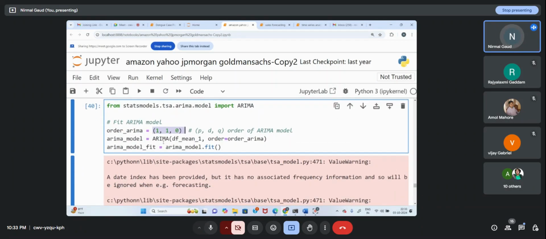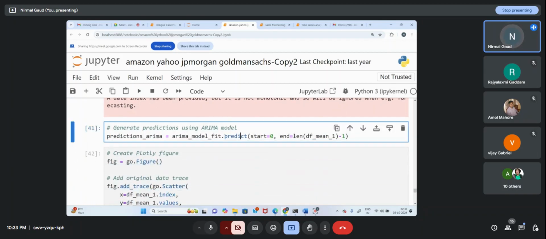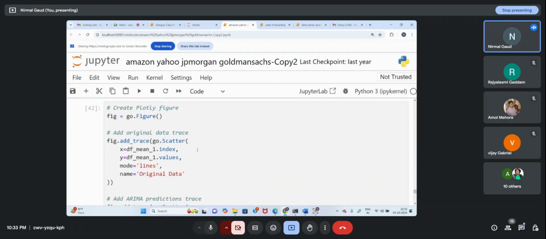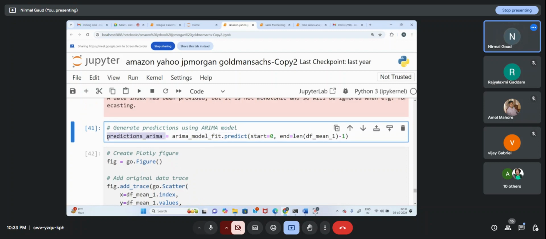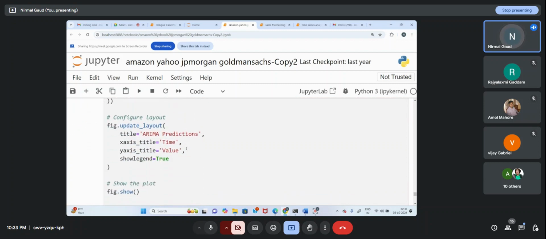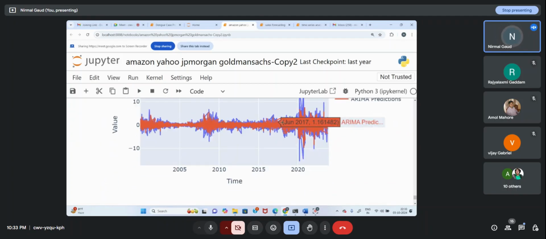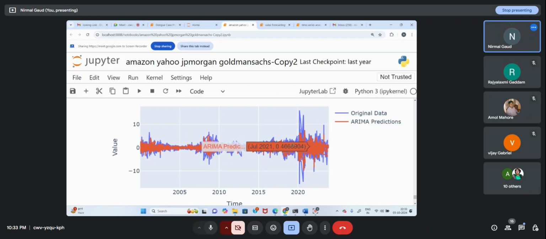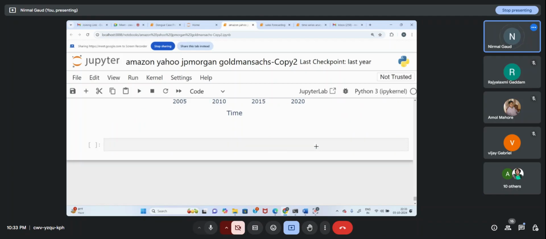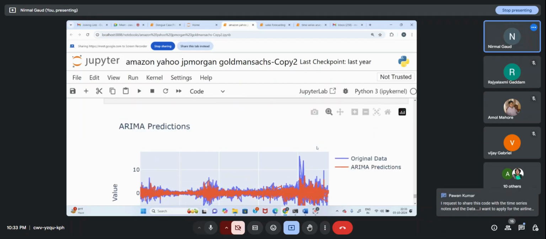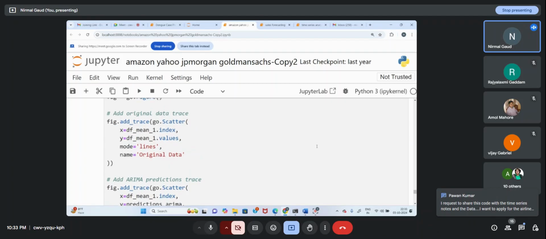I trained my model with ARIMA and asked for predictions from start 0 till the entire end of my data. It gave me predictions. These are the ARIMA predictions. After getting them, I plotted actual versus predicted. Everywhere I used Plotly for better visualization, not Matplotlib. This is how we can use ARIMA. This is the code.